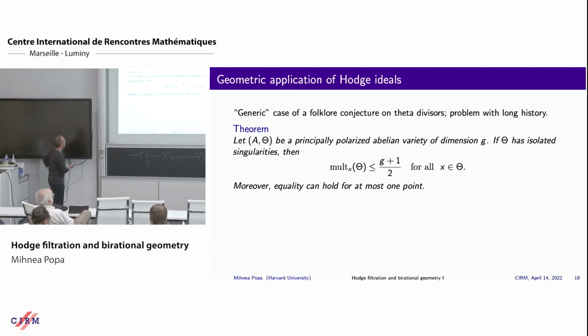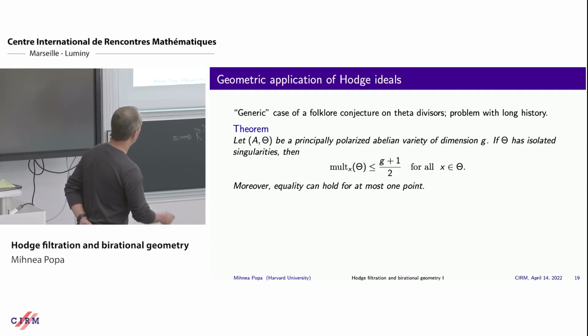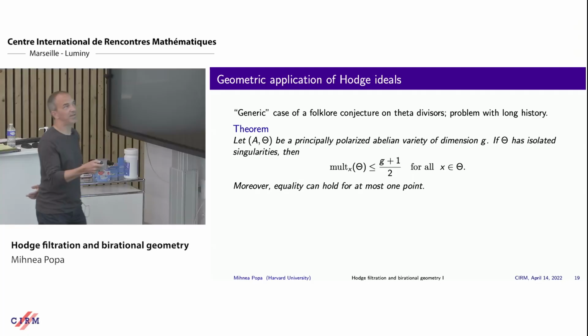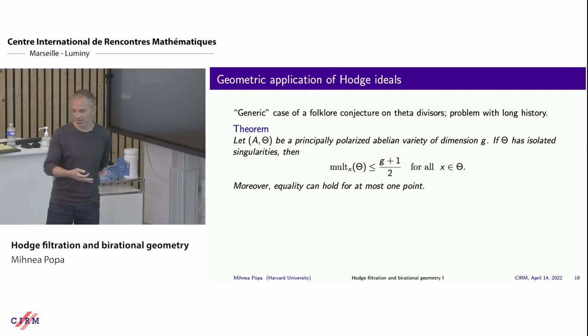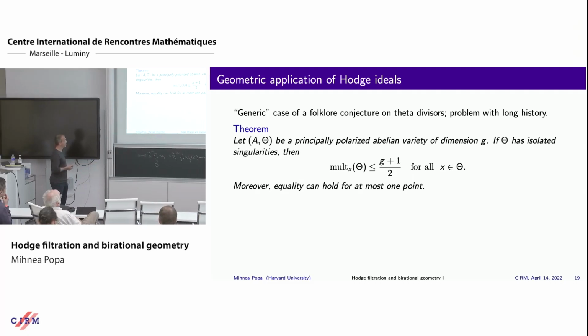So this is what Mircea and I proved a few years ago. It's the general case of a conjecture on theta divisors on principally polarized abelian varieties, which is just about bounding the multiplicities of points on theta divisors. Okay? The problem has a history. If I gave a talk on this, of course, I'd go through this history, but it has a very nice history. I'm happy to explain it afterwards to whoever is interested. Now I have to just do it.